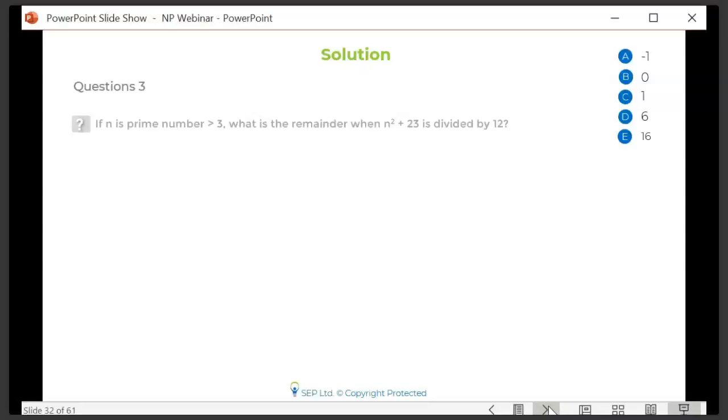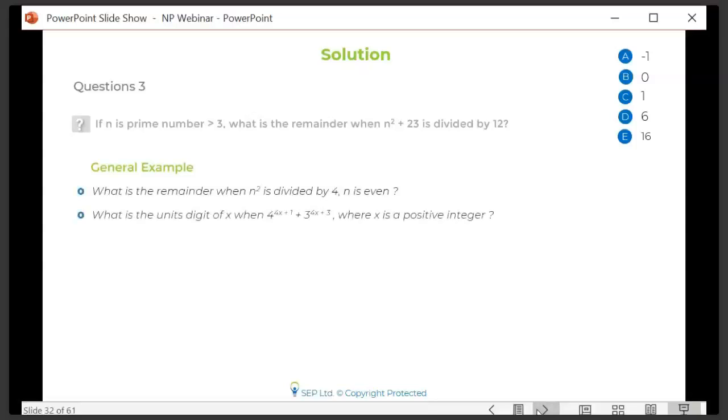Okay, and to help you understand this, I'm going to show you a few general statements. Look at these three statements. The first statement is: what is the remainder when n squared is divided by 4 when n is even. Second is: what is the unit digit of this expression when x is a positive integer. And the third is: what is the median of this expression where a is an integer.